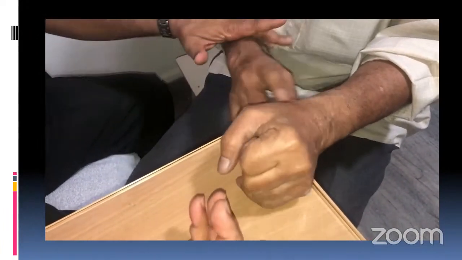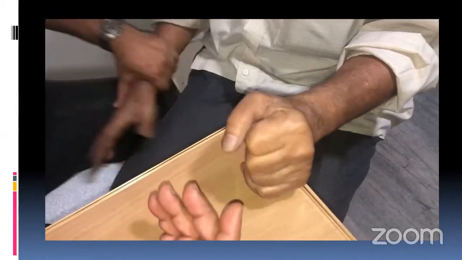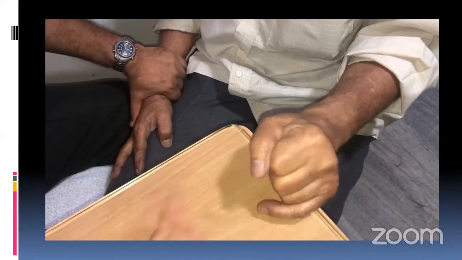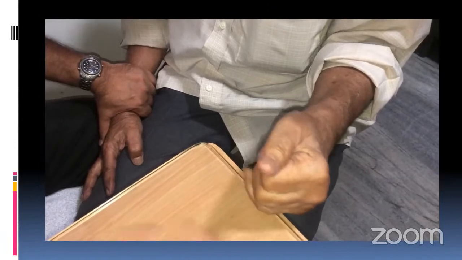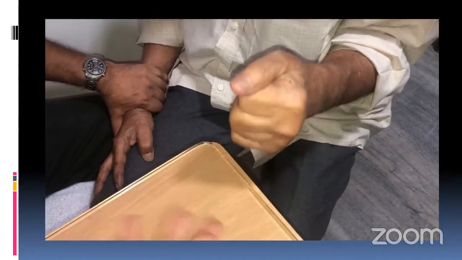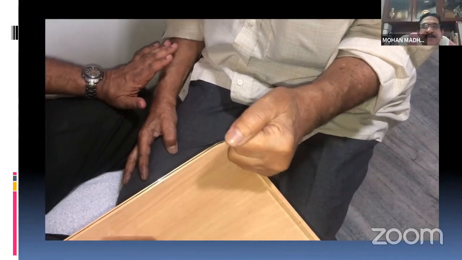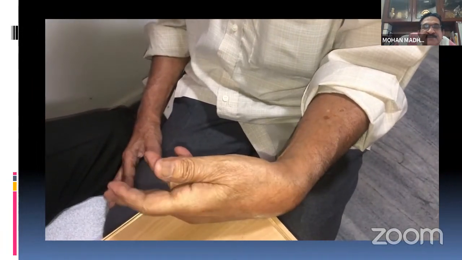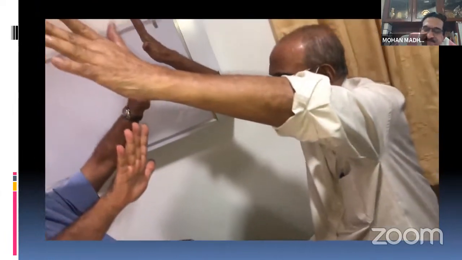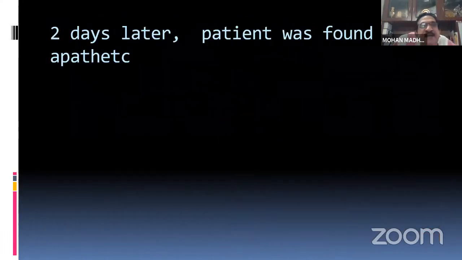Try to open. Do like this. See, this thumb is again moving with jerky movements, along with the tonic spasm, jerky movements of the fingers also, in between, not all the time. So it was a little difficult to differentiate dystonia versus this. So that is what the patient had.